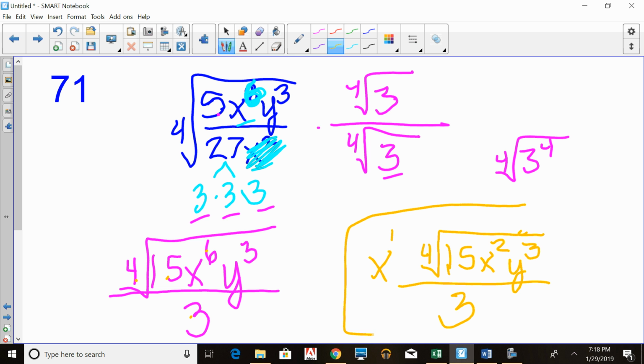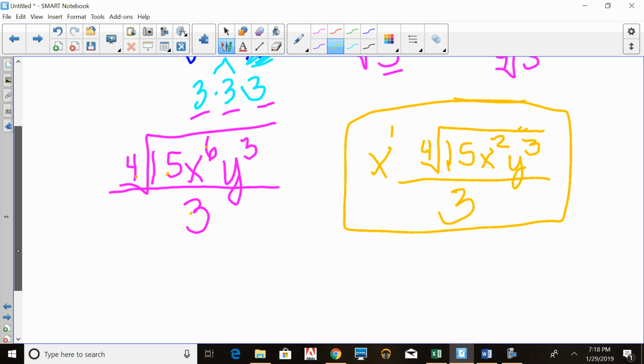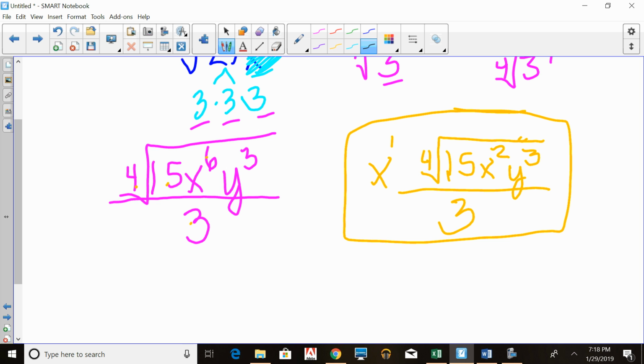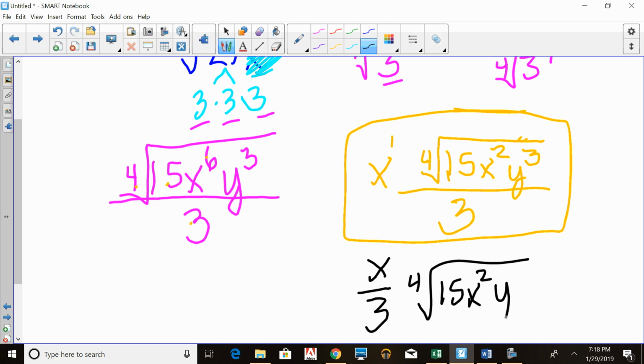So here is your final answer, which, like the last problem, they could write the answer as x over 3, and then the fourth root of 15 x squared y cubed. Either way that you write it would be fine.